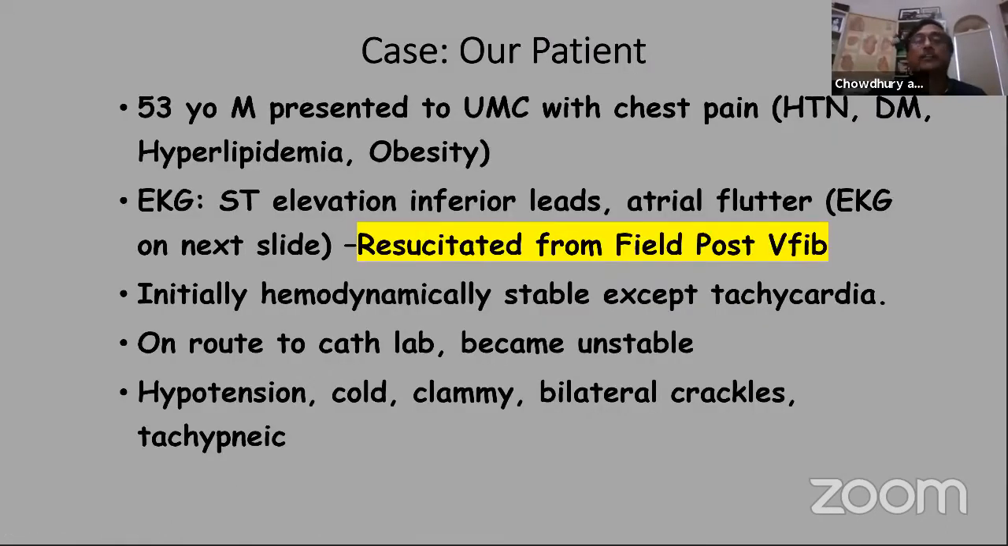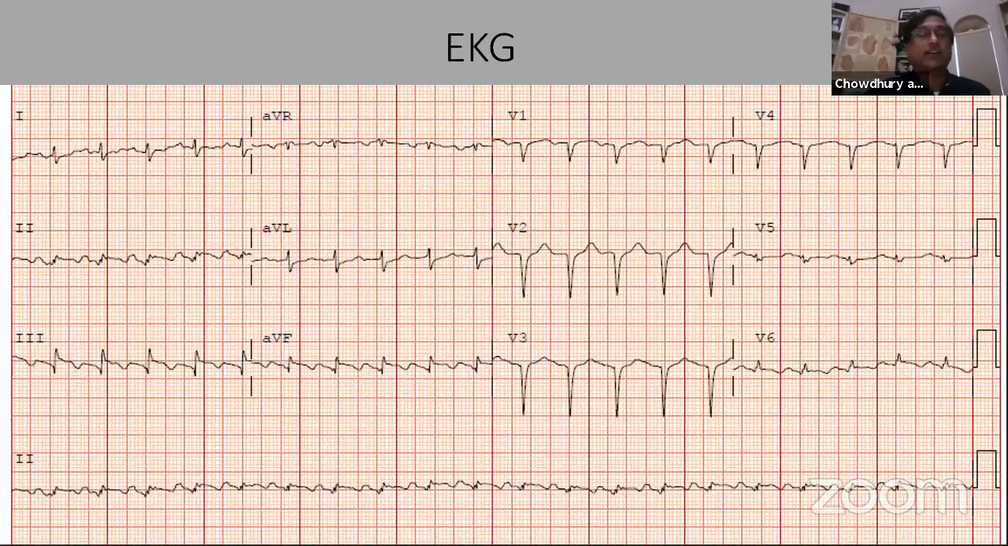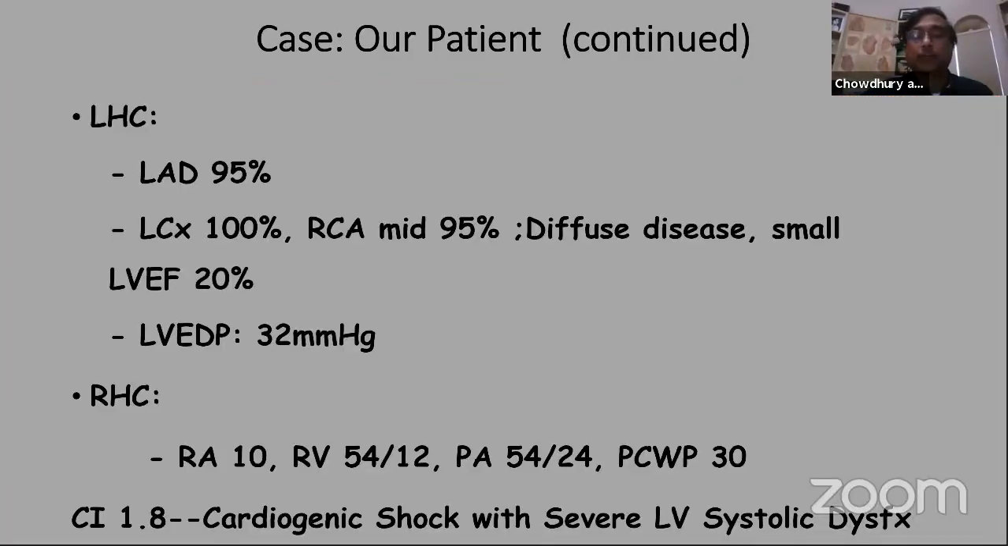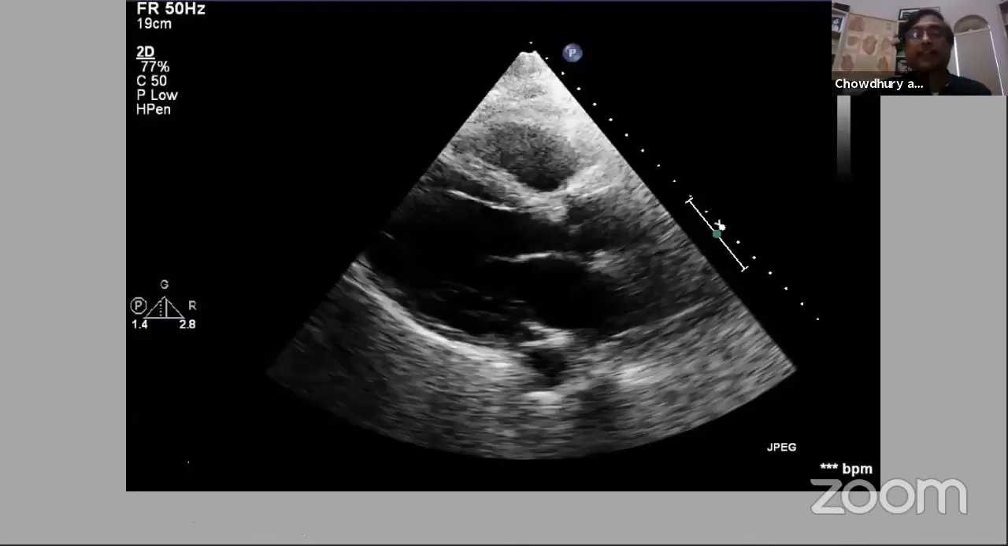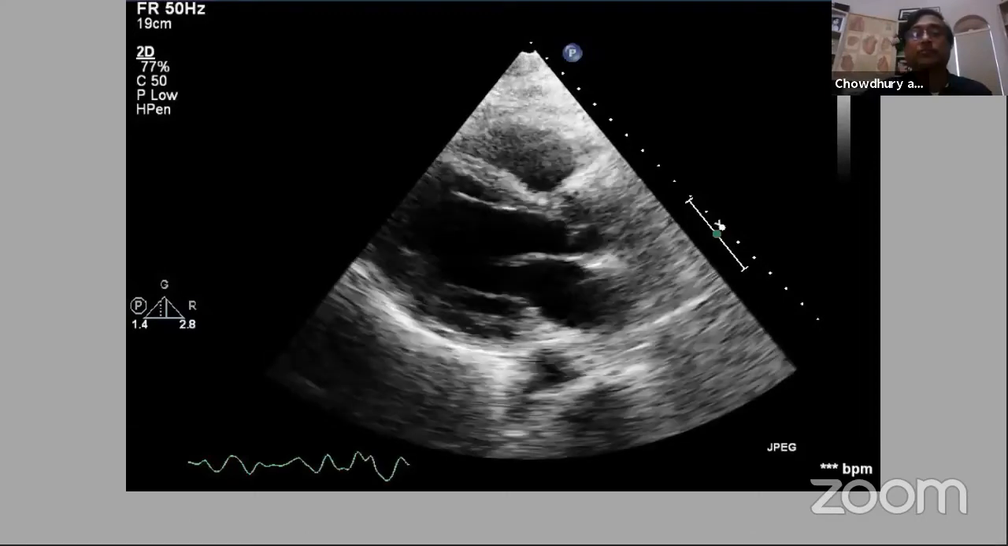So we had our patient, 53-year-old, ST elevation with atrial flutter, resuscitated from the field, and this is the EKG. Look at this: inferior ST elevation, atrial flutter, post-resuscitation. We know that this is going to be a bad outcome. We did the right heart cath. LV function is very poor.